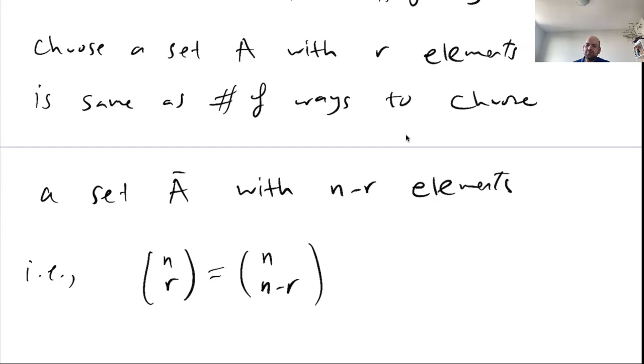So I interpreted the left-hand side as the number of ways to do a specific task, and the right-hand side as the number of ways to do a specific task. And then I analyzed that these two numbers of ways must be the same. And then I concluded that the left-hand side must be equal to the right-hand side. So this is called a combinatorial proof for this property. All right.